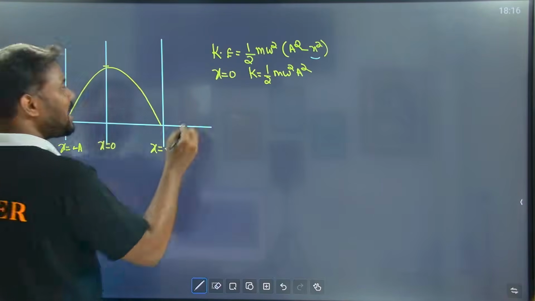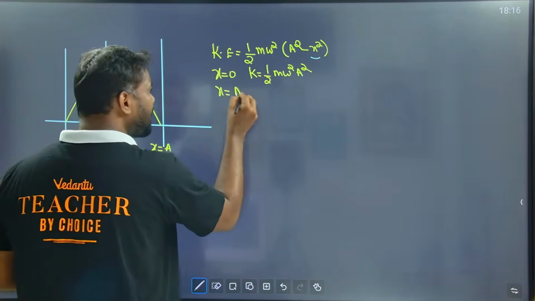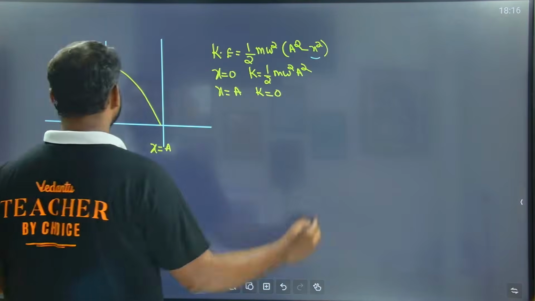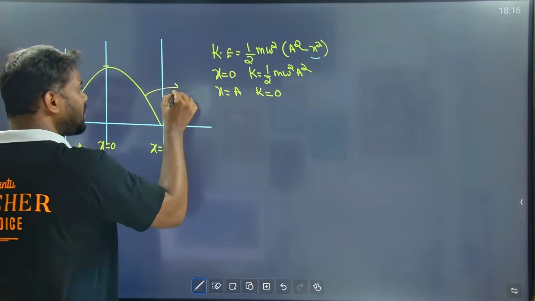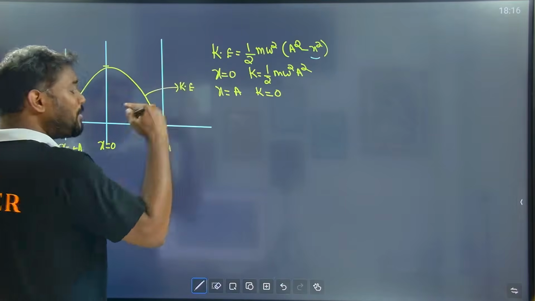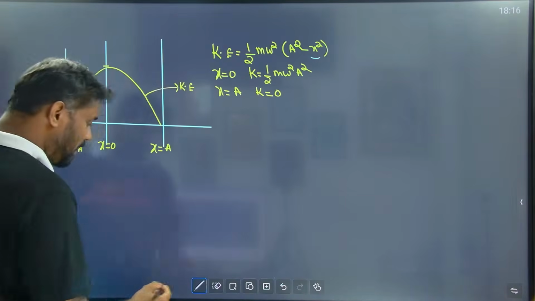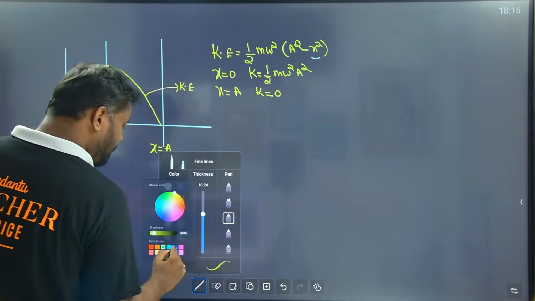At x is equal to A, the kinetic energy becomes 0. This is an inward parabola. Clear? So this is the kinetic energy. What about the potential energy? We'll discuss what the potential energy value is.